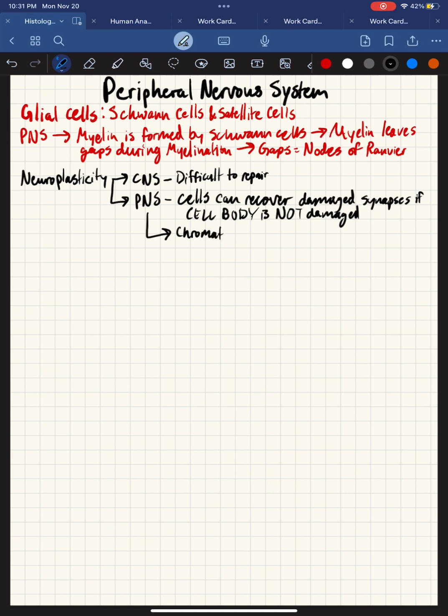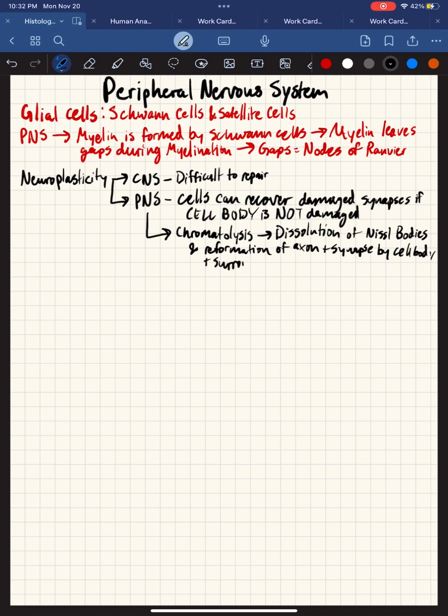And in this process, there is a name for a certain process that goes on, and it's called chromatolysis. Now, chromatolysis is the dissolution of the Nissl bodies and the reformation of the axon and synapse, which is that recovery we were talking about, by the cell body. Now you see why the cell body can't be damaged, because if it's damaged, no chromatolysis. That's a no deal. And the cell body and the surrounding glial cells.